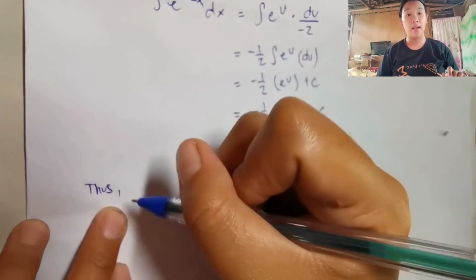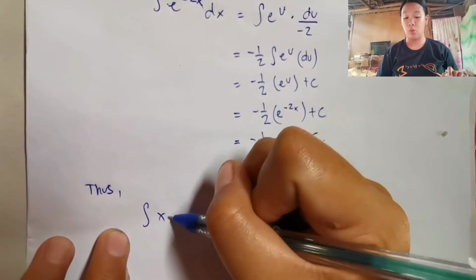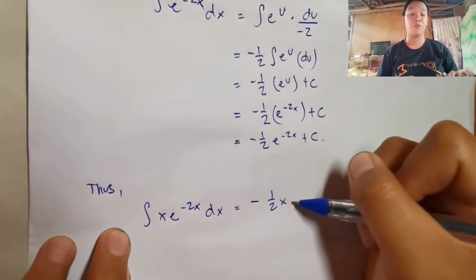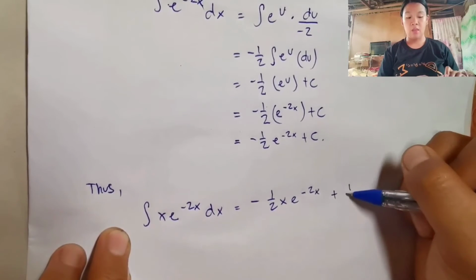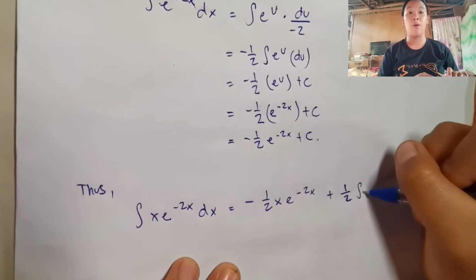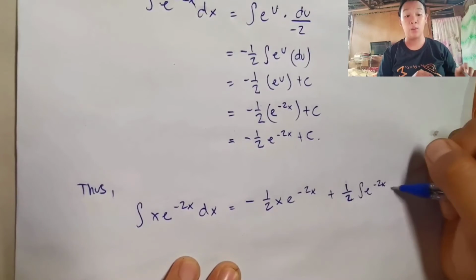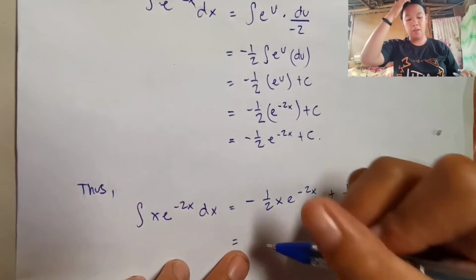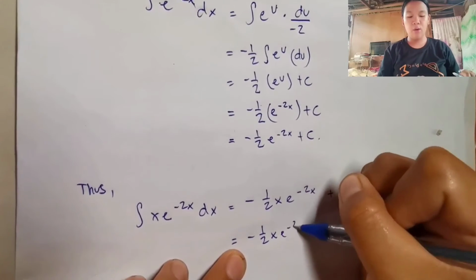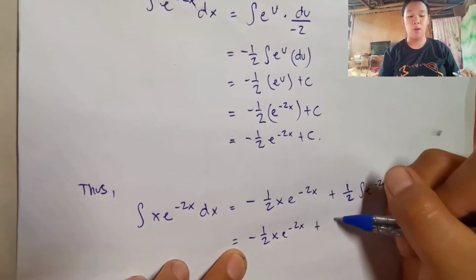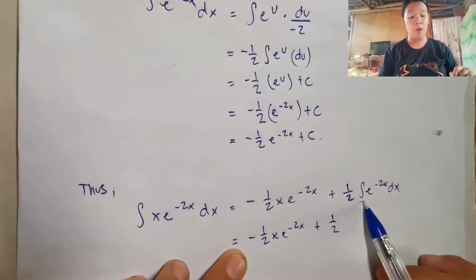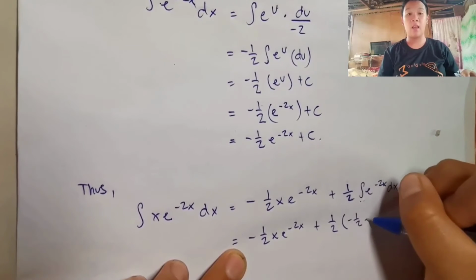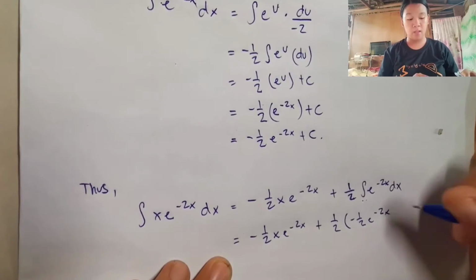So the integral of x e raised to the power of 2x dx is equal to negative 1/2 x e raised to the power of 2x plus 1/2 times the integral of e raised to the power of 2x dx. So back to our first equation, copy the first term, negative 1/2 x e raised to the power of 2x plus 1/2 times the value of this integral, e raised to the power of 2x dx, which is negative 1/2 e raised to the power of 2x plus c.